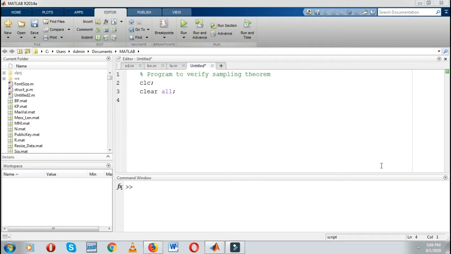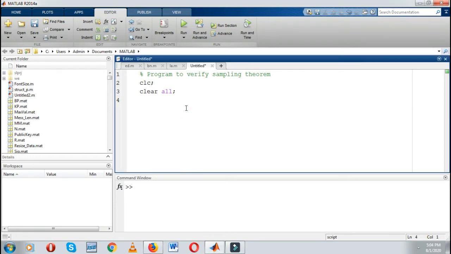So how to verify that? We can verify that through MATLAB programming. So let us start the programming. Here I have already written the heading, the clc and clear all commands. Then I will take the time period from minus 100 with an interval of 0.01 to plus 100.